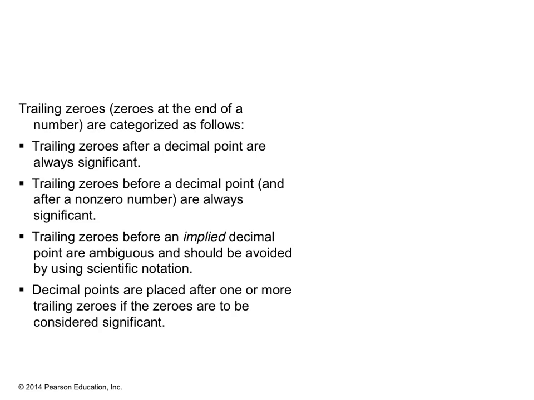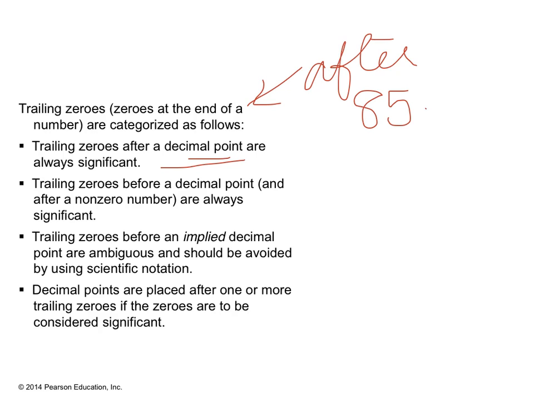Now trailing zeros are categorized. Trailing zeros are the zeros that come after, right? Leading zeros come before, trailing zeros come later. Trailing zeros after a decimal point are always significant. What does that mean? Say you had a number like this, 85.00. Trailing zeros after a decimal point, these zeros follow the decimal point, so they are significant.